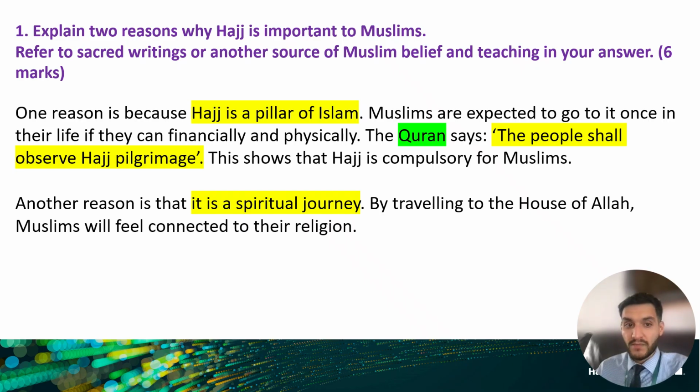Notice there, for all the pillars of Islam and the importance questions, I can always say it's important because it's a pillar of Islam. That in itself is a reason why it's important. Another reason is that it is a spiritual journey. By traveling to the house of Allah, Muslims will feel connected to their religion. That again is 2 marks for a developed point, bringing the total to 6 marks out of 6.